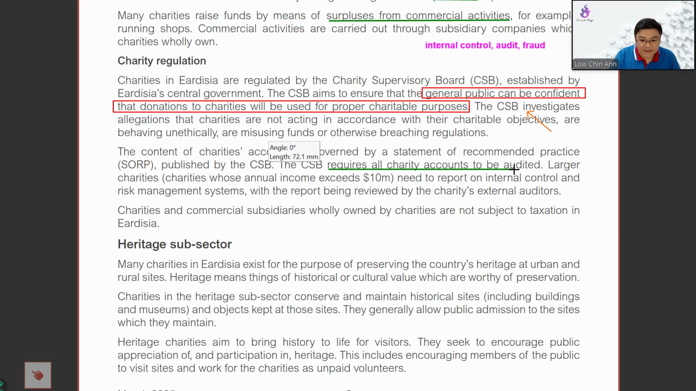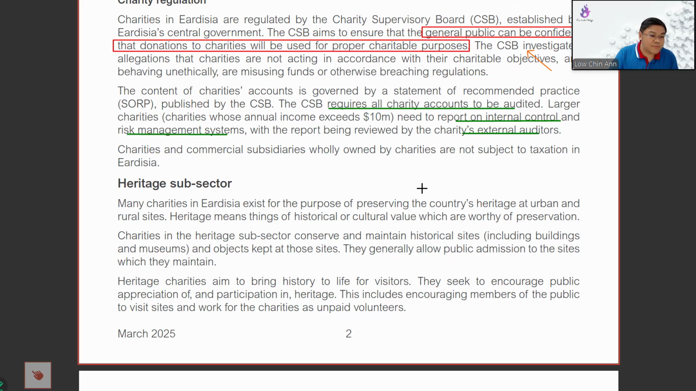So you see, they already say that. The larger charities, with annual income exceeding 10 million, will need to report on the internal control and their risk management system, and these must be reviewed by the external auditor. So there is a requirement that they must go for audit. It's not a voluntary thing, but once their size is big enough, they will have to do additional disclosure. If you're a smaller charity, you probably have to then see if this disclosure is needed or not. The charities and commercial subsidiaries wholly owned by the charities are not subject to taxation.